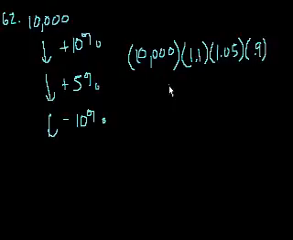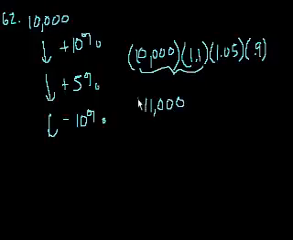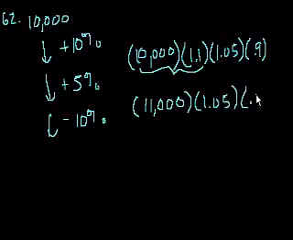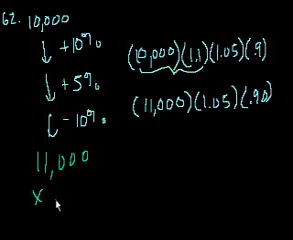So 1.1 times 10,000, that's at least fairly straightforward. That's 11,000. That's how much we have after year 1. We have to multiply that times 1.05, and then we lose 10%. So 11,000 times 1.05. Just to make sure I don't make a careless mistake, let's actually do it.